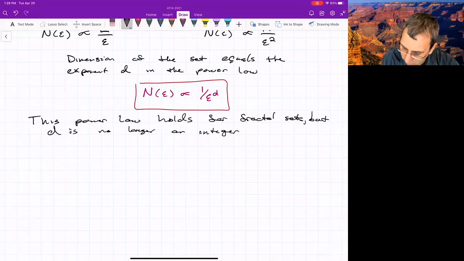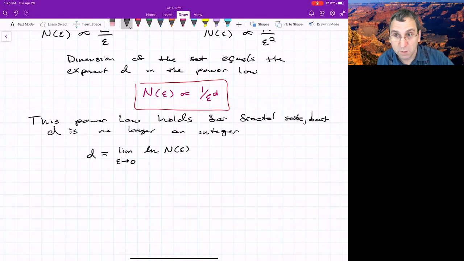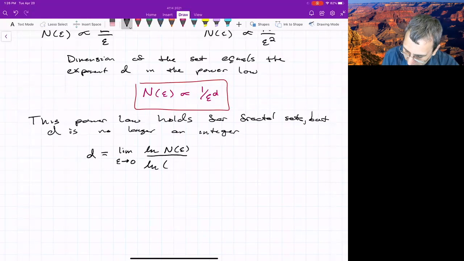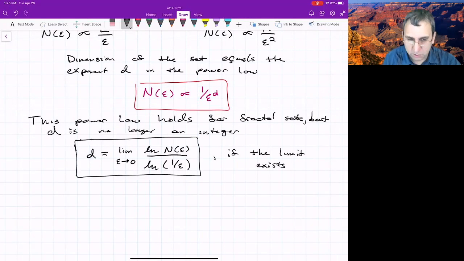So how do we define d? It's the limit as epsilon goes to 0 of the natural log of N(epsilon), the number of boxes you need to cover the set, divided by the natural log of 1 divided by epsilon, if you get a limit. So this lends itself to computation.